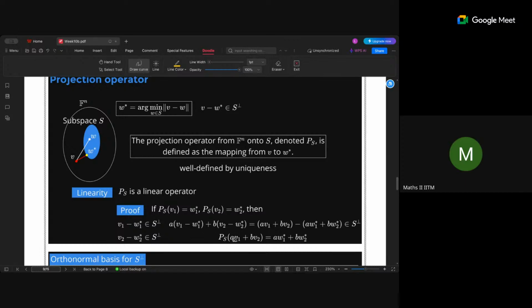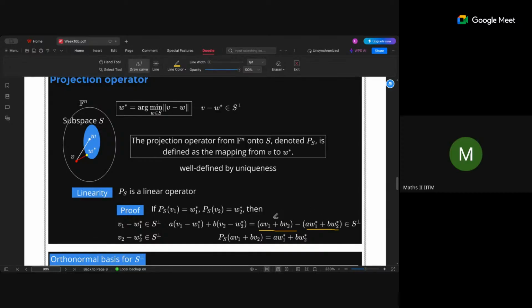Now, what is Ps of aV1 plus bV2? We want to show that it is equal to a times Ps of V1 plus b times Ps of V2. How can we do that? Here you have a times V1 minus W1 star plus b times V2 minus W2 star. This is aV1 plus bV2 minus aW1 star plus bW2 star. So something similar to what you have here. This is the first part and this is the second part.